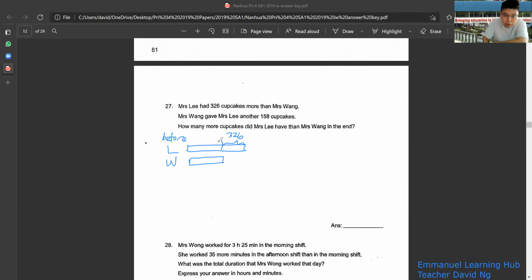Okay, see the model I'm drawing here. Mrs. Lee has 326 more than Mrs. Wong. Then Mrs. Wong gave Mrs. Lee another 158. So this is the 158 he gave to Mrs. Lee, right? So this is my 158, right? Yes. Okay.